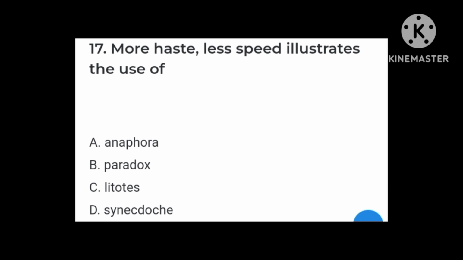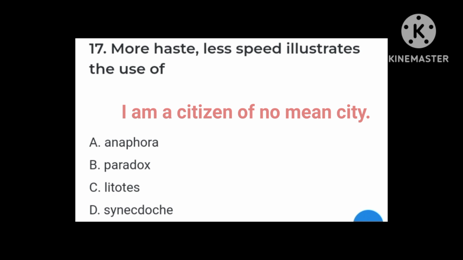This is a form of understatement in which a thing is affirmed by stating the negative of it. Here, a positive statement is put in a negative way. In most situations, we find words like no or not being employed in making a litotic statement. A good example of a litotic statement is, I am a citizen of no mean city.